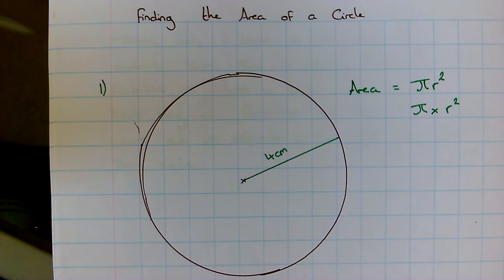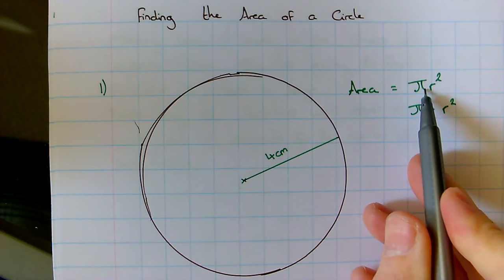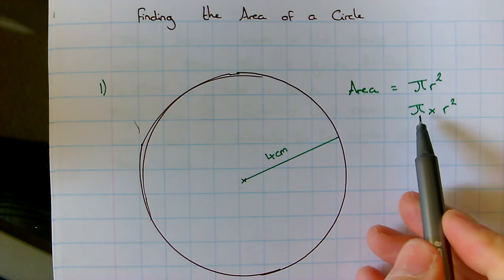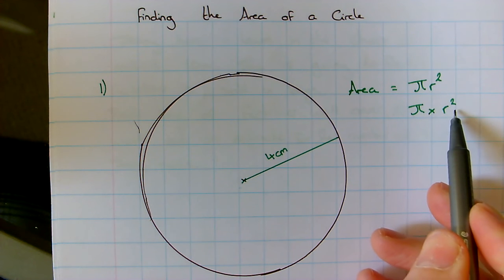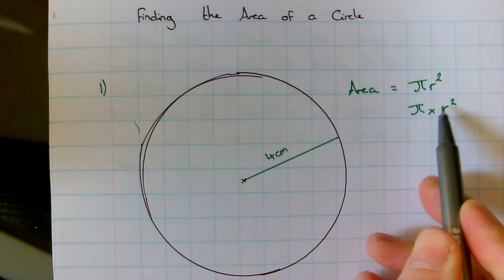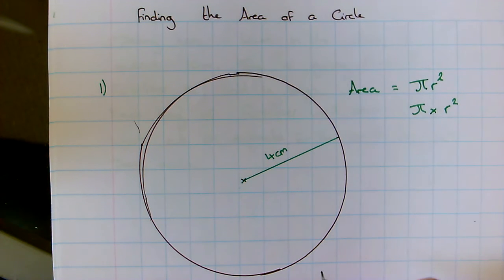Where we're going to start is we're going to look at what the formula is to find the area of any circle. So how do I find the area of any circle? I'm going to use this formula up here. Area is pi times the radius squared, and if I was going to type that into a calculator, pi times radius squared, and I would just replace the letter r with whatever value I have determined the radius to be.